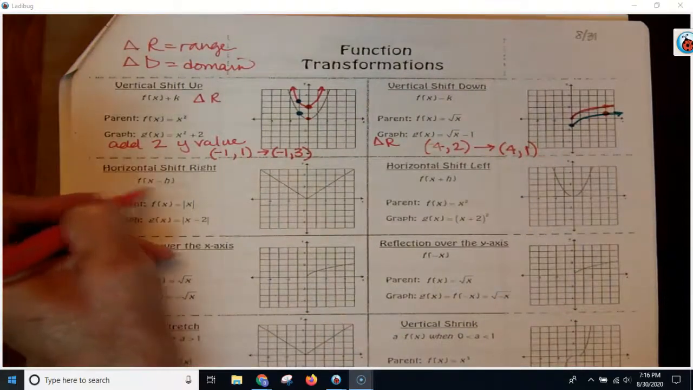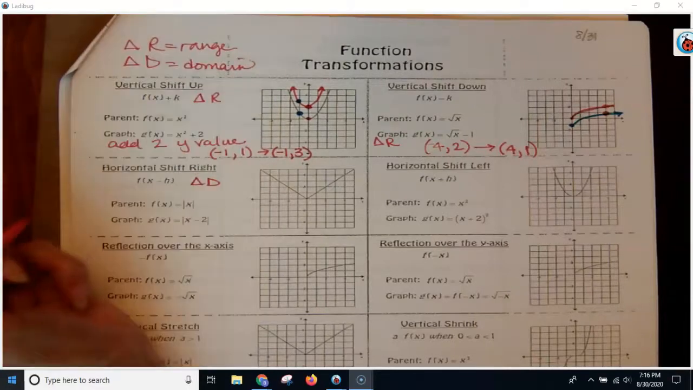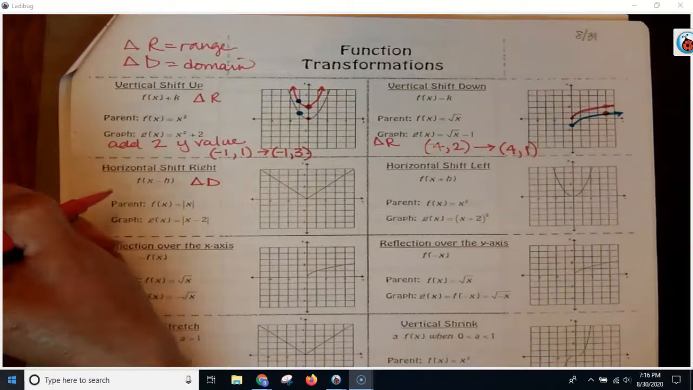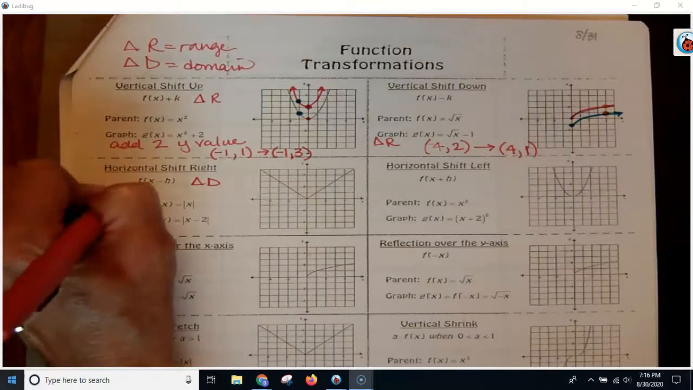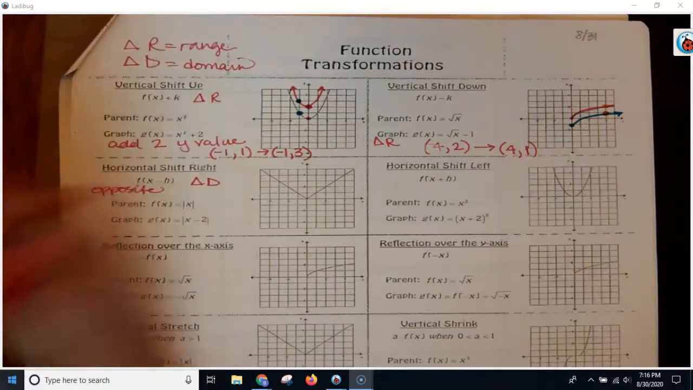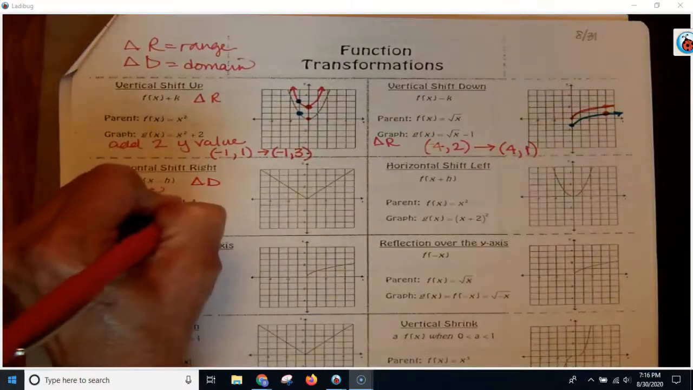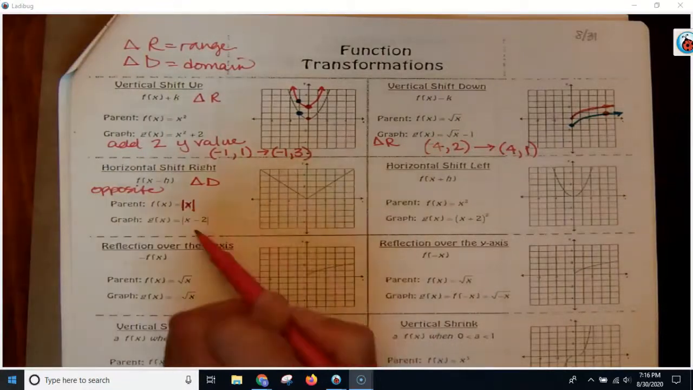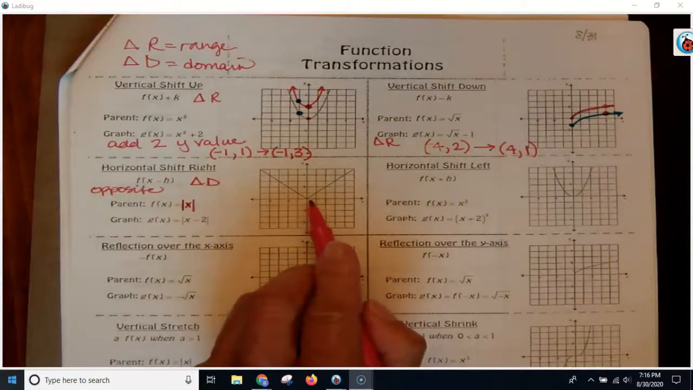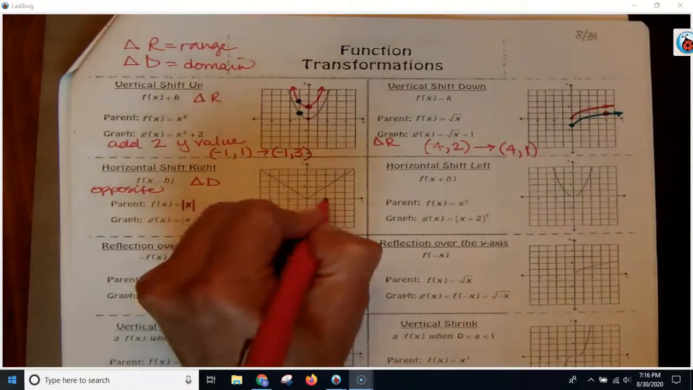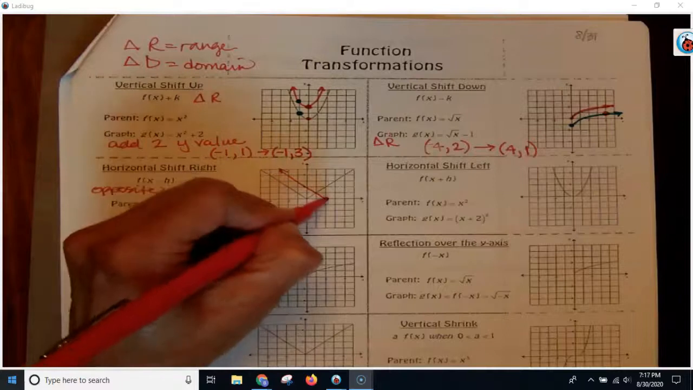So then we go to our horizontal shift. Now these are within the parentheses, so this is going to be a change in the domain. We're going to add or subtract to the domain. Keep in mind, we talked about how when it's in the parentheses, it's the opposite. So if our function is the absolute value of x, and it's saying x minus 2, we know that's actually going to shift to the right 2. It's shifting opposite. So that new graph is going to look like this.